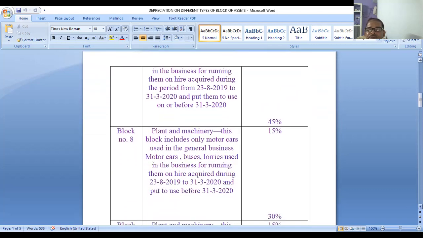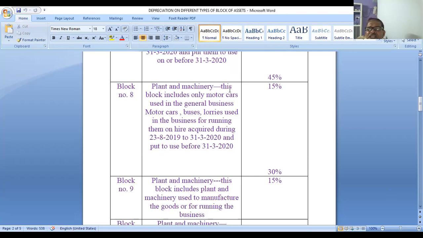Now block number 8, plant and machine. This block includes only motor cars used in general business. Motor cars, buses, lorries used in the business for running them on hire acquired during this period. And this block, only motor cars used in general business, 15%. Only motor cars used in general business, 15%. Suppose you buy these cars or buses, lorries during this period, 30%. So we can segregate this.